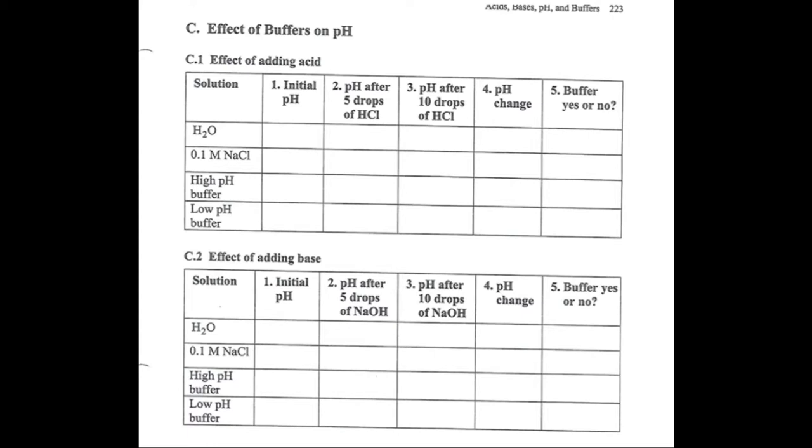And all you're going to do is watch the video and see the four solutions, and you're going to watch me drop the different samples in there. So in part C1, you'll see me add some HCl, and then in part C2, you'll see me add some sodium hydroxide. And what I want you to notice is for the first two solutions, the pH changes are going to be very quick and very dramatic. The pH changes in the lower two are going to be much slower and possibly no change at all.